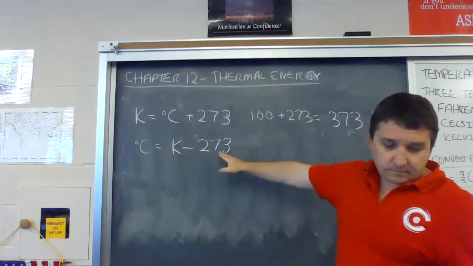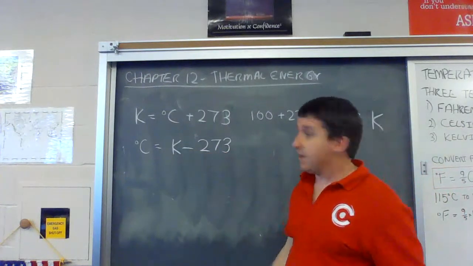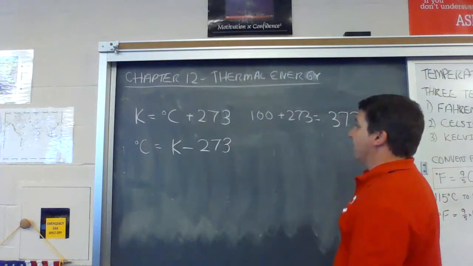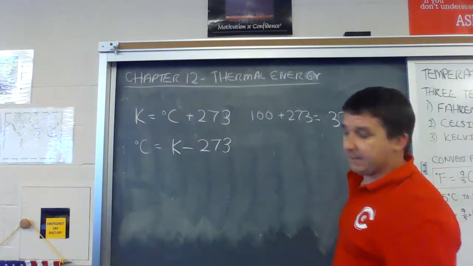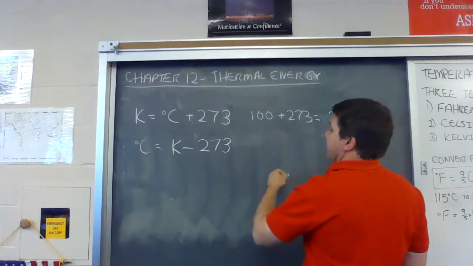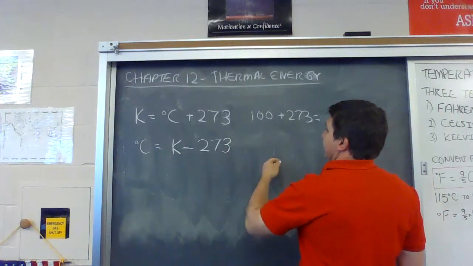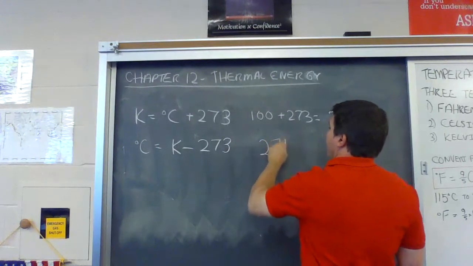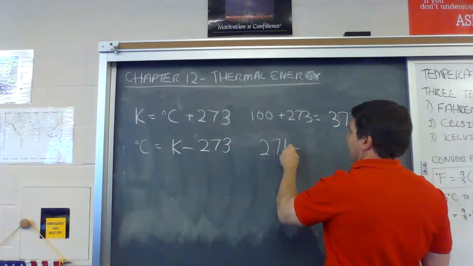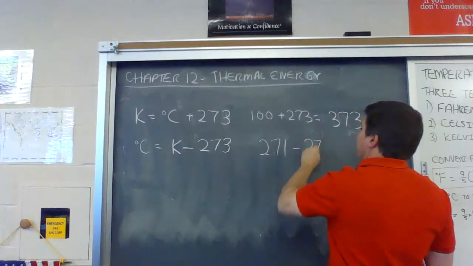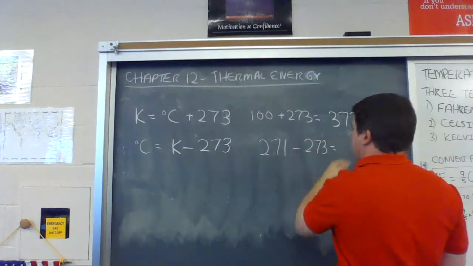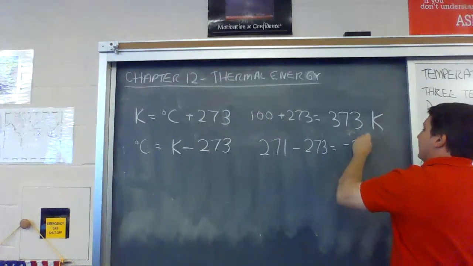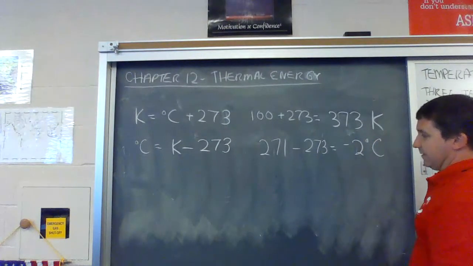Now, to convert from Kelvin to Celsius, it's just the opposite. You subtract 273. So it might be something like this. Let's say the Kelvin temperature is 271 degrees. All right. Now keep in mind, we are going from Kelvin to Celsius, so we can have negative numbers. 271 minus 273 is, of course, -2 degrees Celsius.